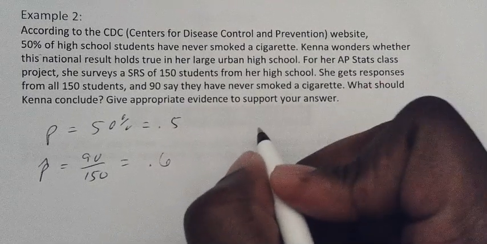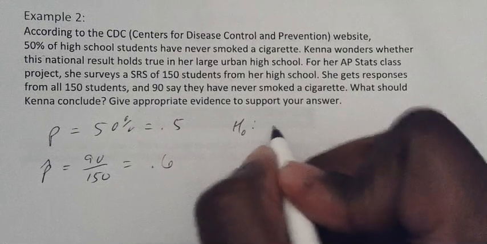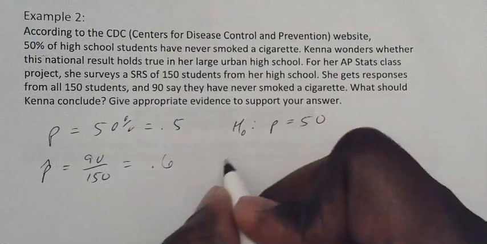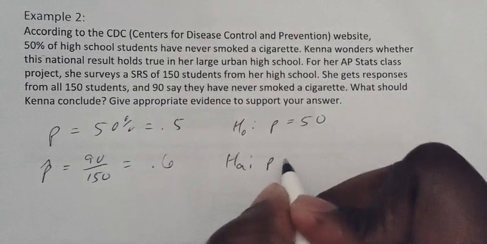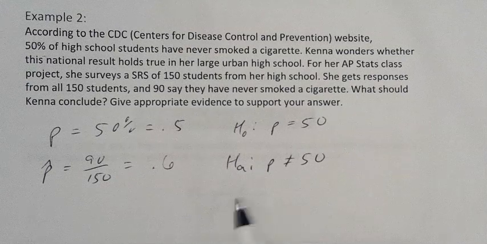So what we know is that our null hypothesis is that the true proportion equals 50%. Our alternative hypothesis should be the true proportion is not 50%. In this case, we're going to do a double-sided test, because it could be less than 50%, or it could be greatly more than 50%. So we're going to look at both ends when we actually test this hypothesis.